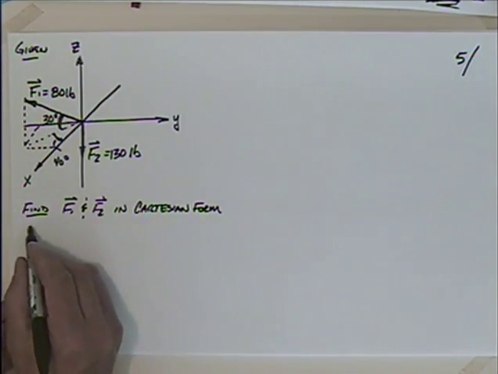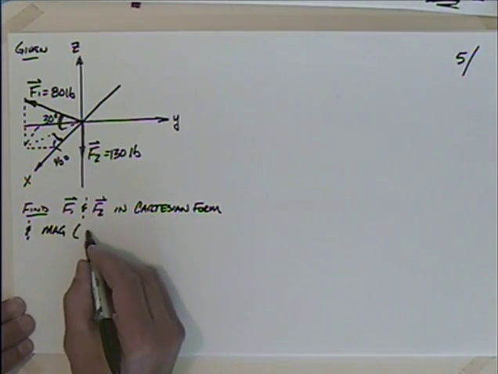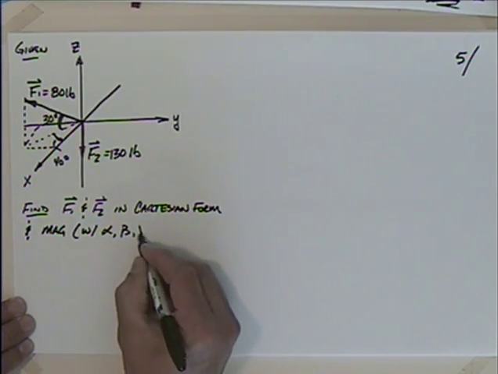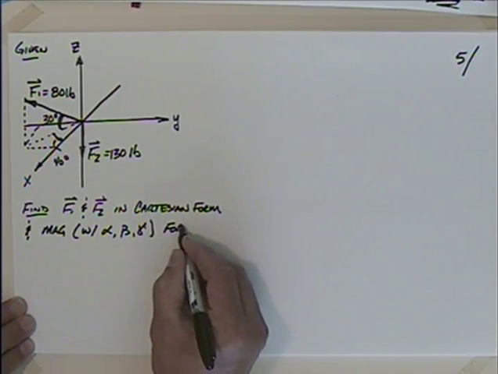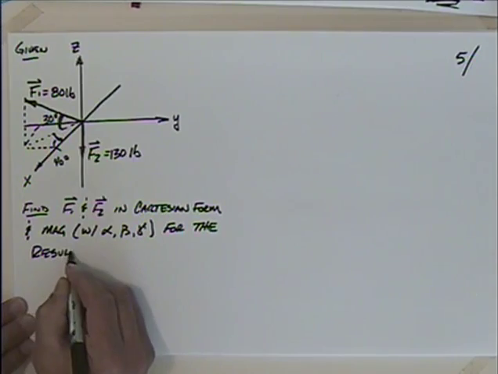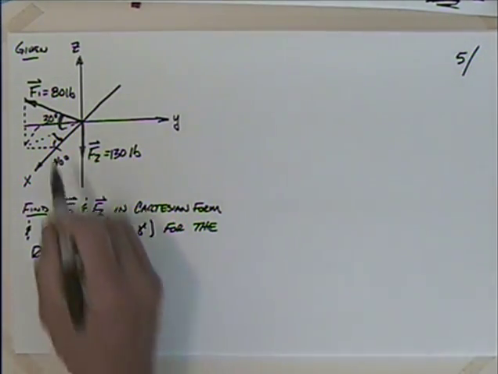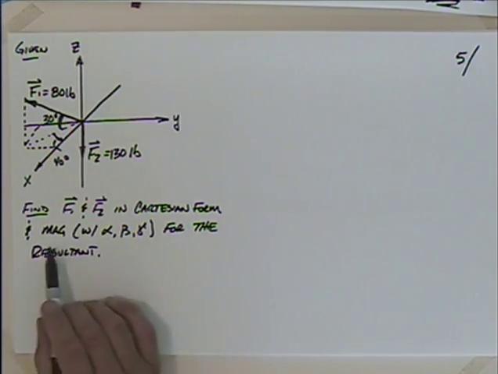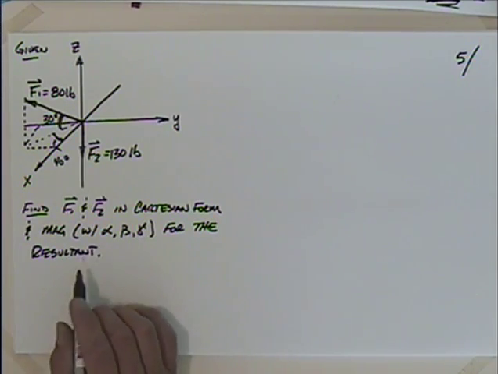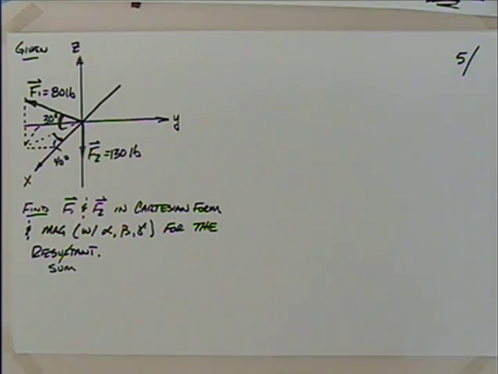And the magnitude along with alpha, beta, and gamma for the resultant. Okay, so the plot's thickening. We're going to define F1 and F2 in Cartesian form and then find the resultant in magnitude angle form. And remember, resultant is really the sum, so we're going to add F1 to F2.